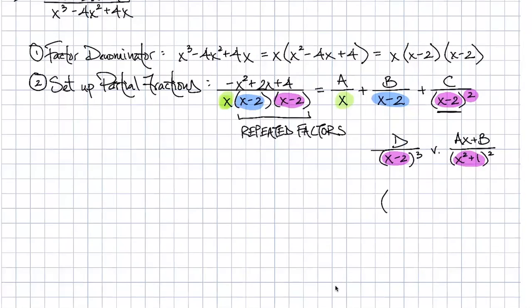If I had x plus 5 to the 10th power on the bottom, it's still just about what x plus 5 is, and x plus 5 is linear, so I would put a constant on top. But if I change that to x squared plus 5 to the 10th, x squared plus 5 is quadratic, so the top becomes linear.